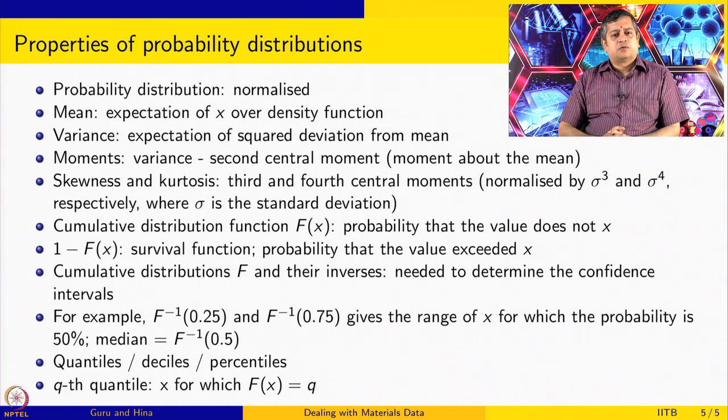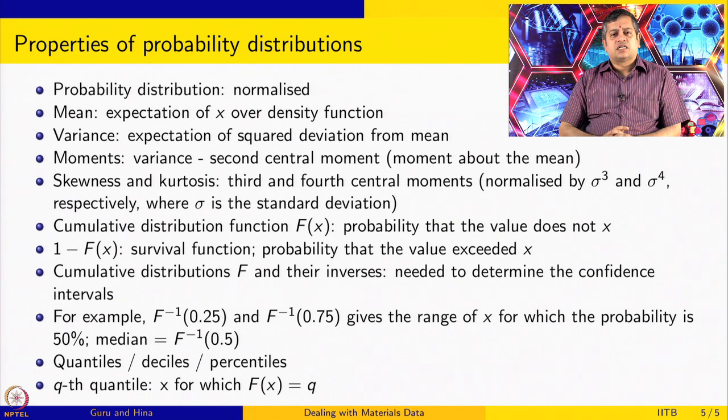We have also looked at cumulative distribution functions. This is one of the things we did when we did the descriptive statistics. From the empirical data, we have looked at the cumulative distribution. Of course, you can also define a cumulative distribution for any given probability distribution, and that is denoted by capital F of x. Capital F of x basically gives the cumulative probability that the value does not exceed x. And 1 minus F of x is known as the survival function. It is the probability that the value actually exceeds x. So, F of x is the cumulative distribution function, and 1 minus F of x is the survival function.